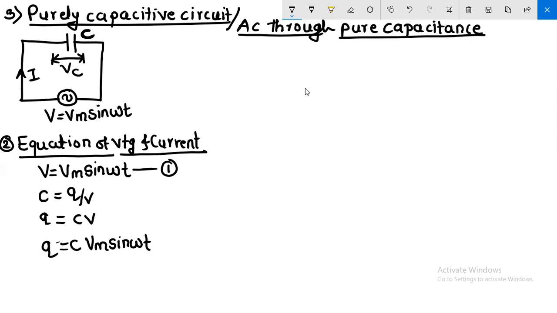But you know what the equation of current is? I equal to dq by dt, the rate of change of flow of charge. That is the current. Now what I am going to do is put the value of Q in this equation. So see what will happen.